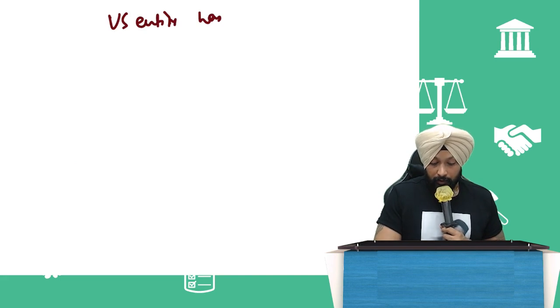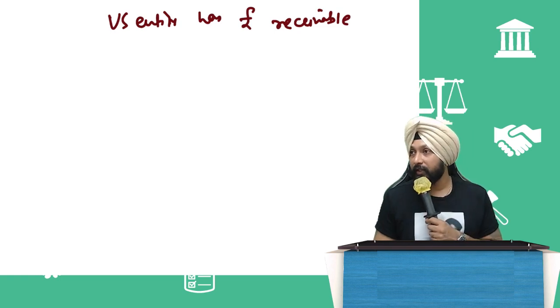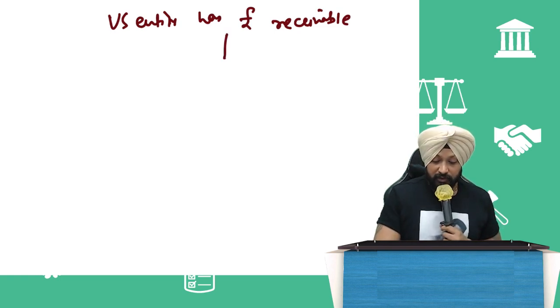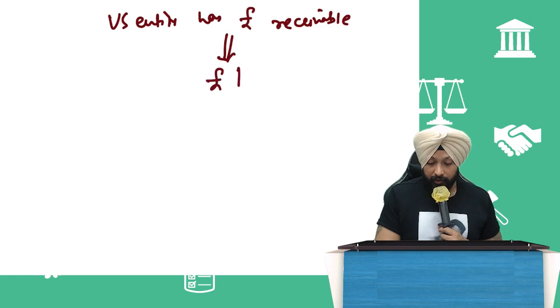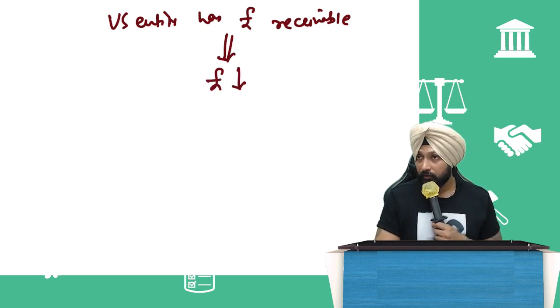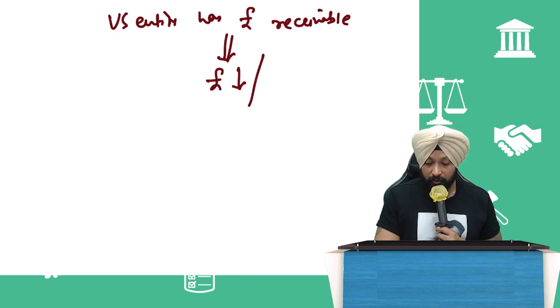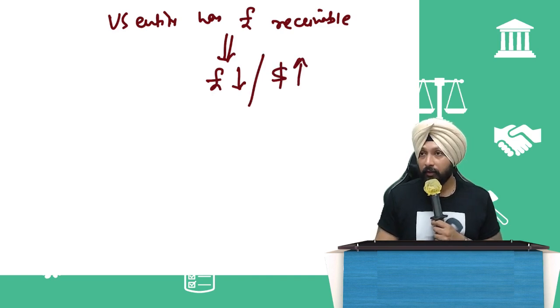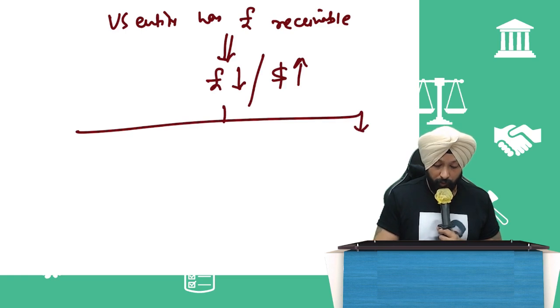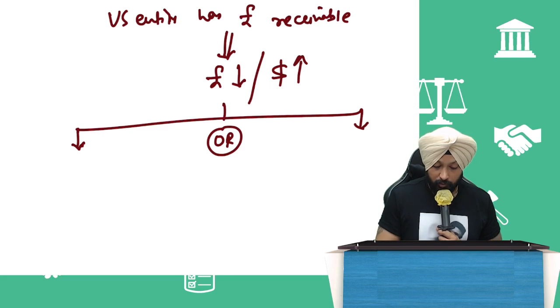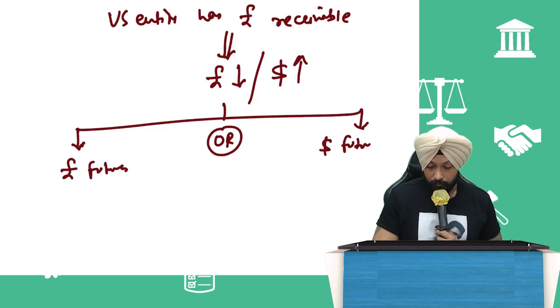See one more example. A US entity has pound receivable. First explain the risk. Pound depreciation, receivable. What are you worried about? Pound depreciation, dollar appreciation. In the sum, one of these two will be given. They won't ask you both. There is no sense in asking both. Either pound futures or dollar futures.